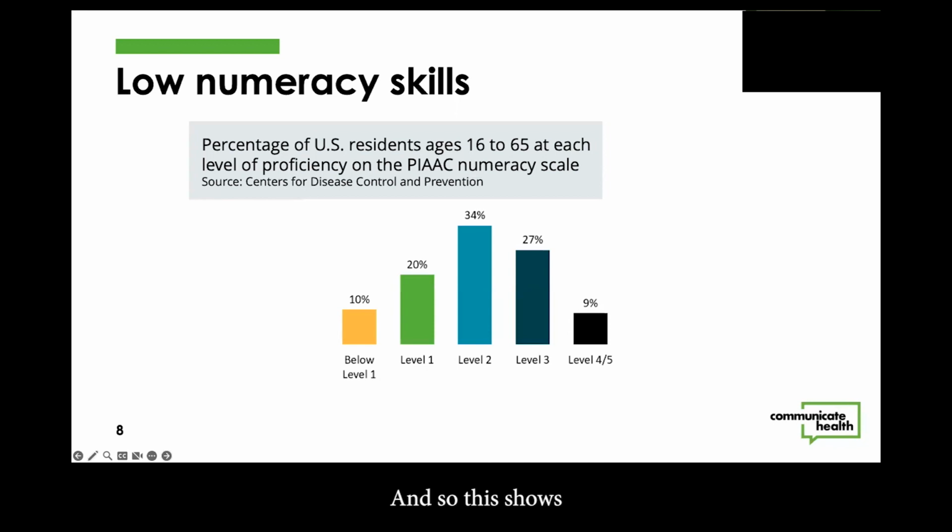And so this shows that only 9% of people are at the top 2 levels of numeracy skills. A full 10% of people don't even qualify at level 1. So those folks can count and probably do very basic math with whole numbers only. And then you've got 20% of people at level 1. So that's a little bit higher, but still pretty basic math skills. So that kind of gives you an idea of what we're talking about when we talk about folks having low numeracy skills.